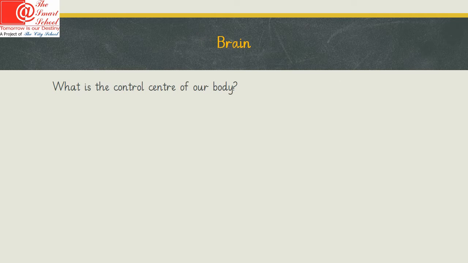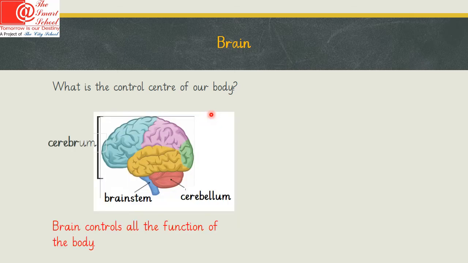Brain. What is the control center of our body? Which part of our body is responsible for controlling all of our actions? It is the brain, which consists of three main parts: the cerebrum, the cerebellum, and the brainstem.